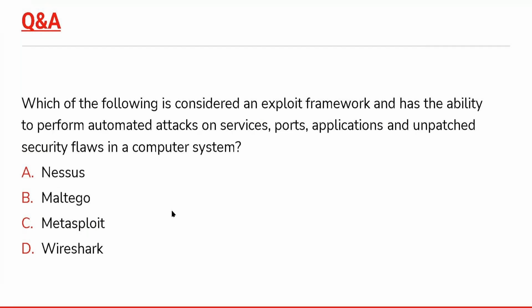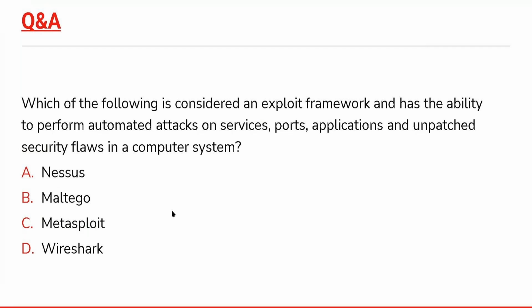All right. So it's saying, which of the following is considered an exploit framework and has the ability to perform automated attacks on services, ports, applications, and unpatched security flaws in a computer system, right? So guys, over here, option A we have Nessus. Nessus is a vulnerability scanner that will be providing us the information about the vulnerabilities that are present. It is not going to help us perform the exploitation.